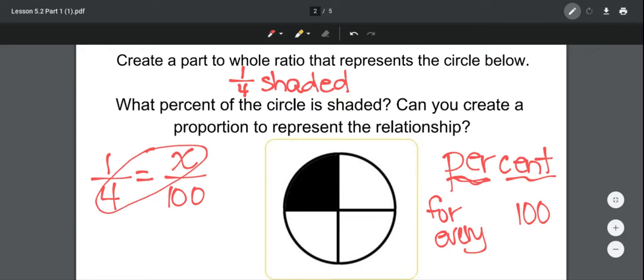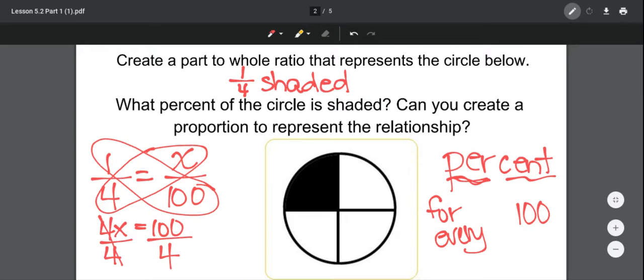Let's cross multiply so that we get 4x is equal to 100. And when we divide by 4 on both sides, x equals 25. Therefore, 25% of my circle is shaded.